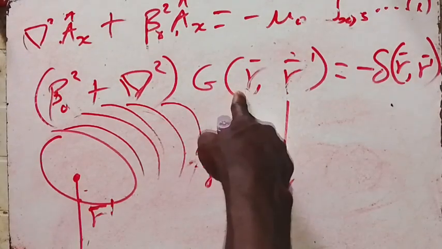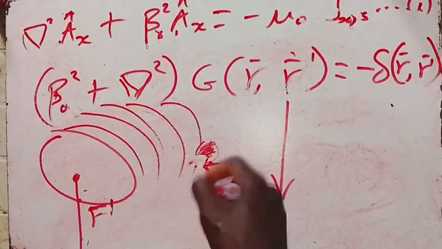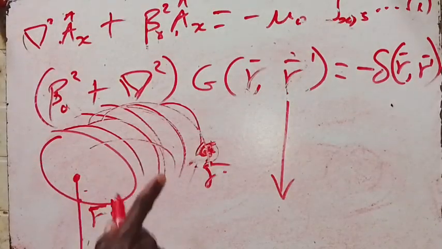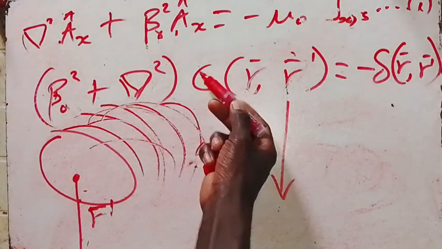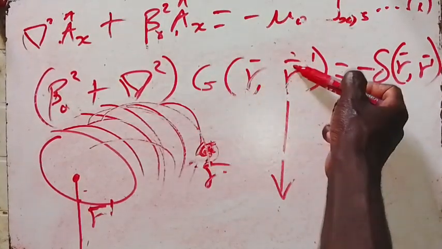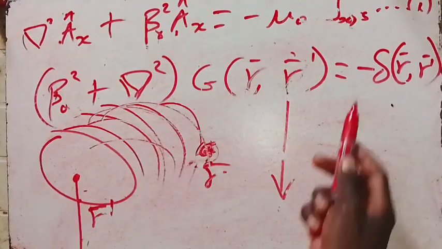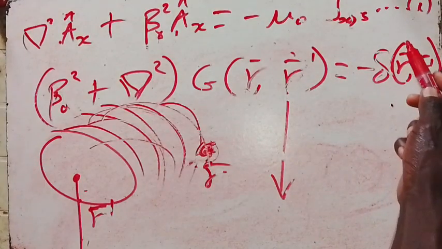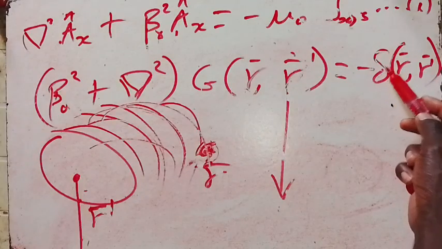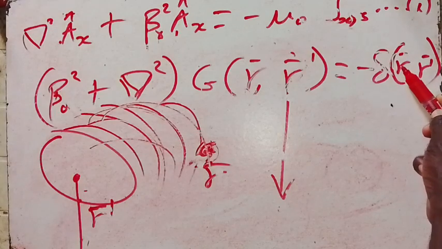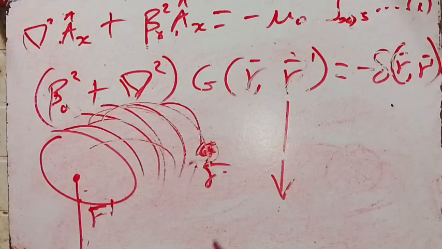Then this is where we are observing it from. At this location, what do we get from the antenna? So G, for Green, is a function of the observation point and the source point. Of course, it equals negative delta, where delta is a function of the observation point and also a function of the source point of the antenna.